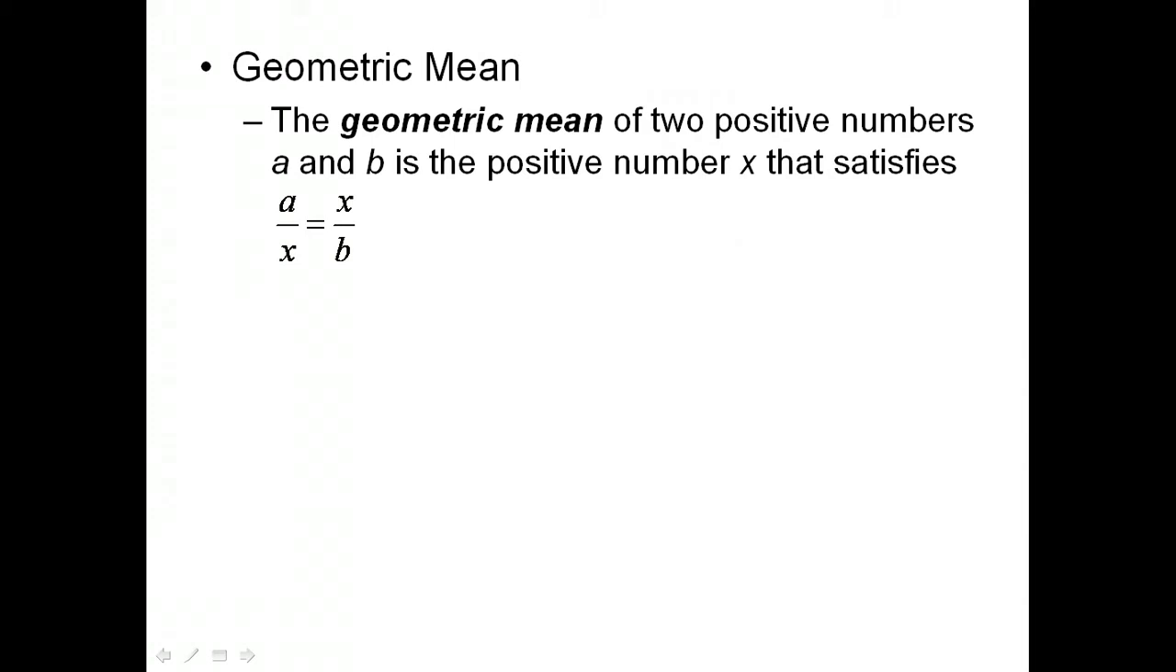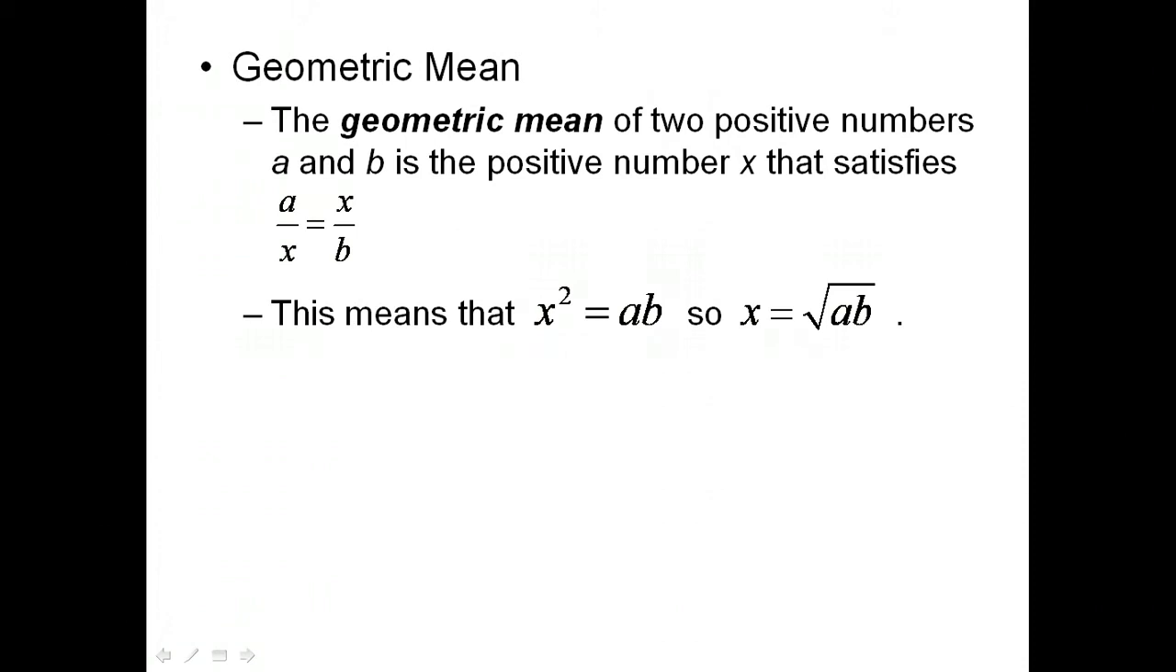Now if I go ahead and solve this like it is rather than putting in numbers, I see that x squared is equal to A times B, so to get x by itself I take the square root. So my geometric mean by definition tells me that the geometric mean is equal to the square root of the product of the 2 numbers.